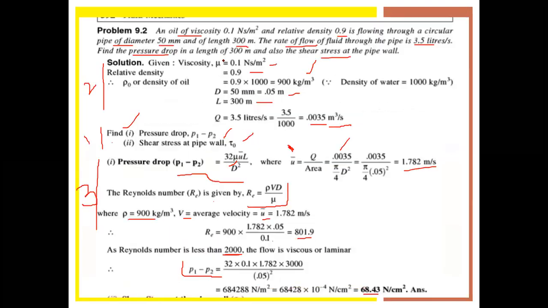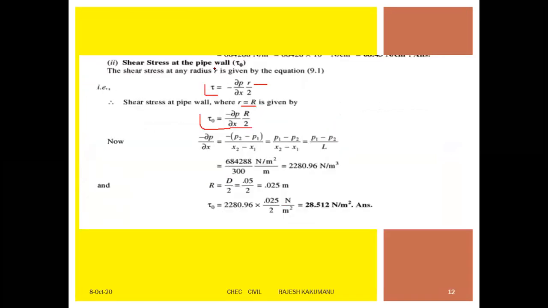Now see the problem here. Therefore, we are putting capital R in place of small r. Now substituting dou P by dou X. What is the dou P here? P2 minus P1, and X is X2 minus X1. So that is equal to P1 minus P2 over X2 minus X1, which is equal to the length. It is a circular pipe. If this is location 1, the other end is location 2. So X2 minus X1 is equal to the length. That is how it is taken, okay?